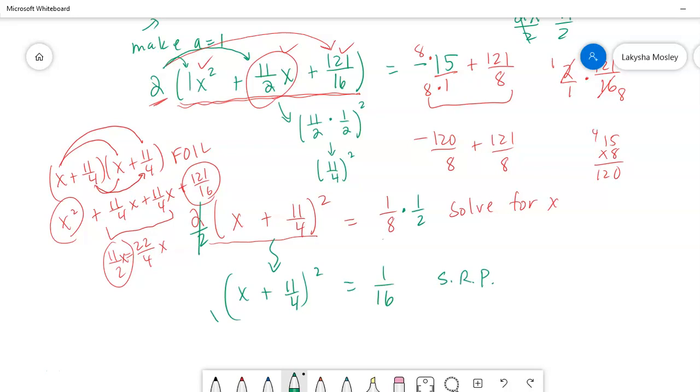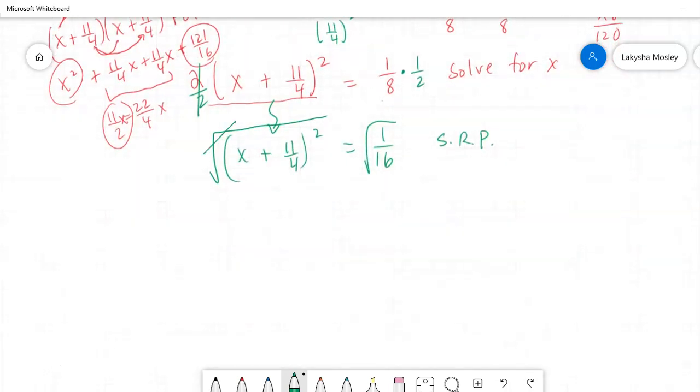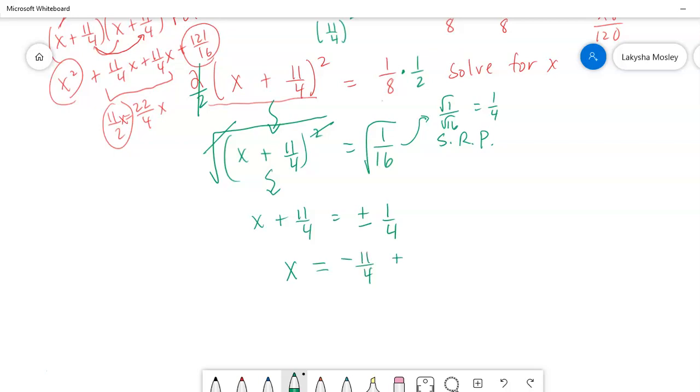We're solving for x. So take the square root of this side, square root of that side, the square cancels out, and we get x plus 11/4 equals plus or minus. Now remember, when you have a fraction, it's the square root of 1 over the square root of 16. These are both perfect squares, so it becomes 1/4. And then the final answer, x is equal to, subtract away the 11/4, plus or minus 1/4.